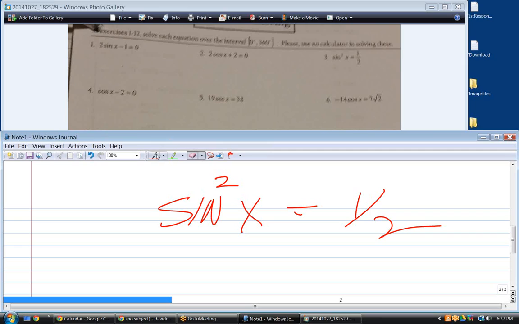So what's my next step to solve here? Square root both sides. Okay, so sine x equals what? Square root of 1/4. Whenever you take the square root of both sides, what do you have to begin with? Oh, plus or minus. Square root of 1/2.